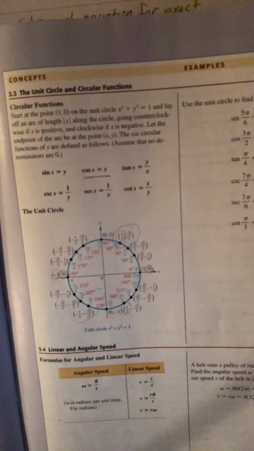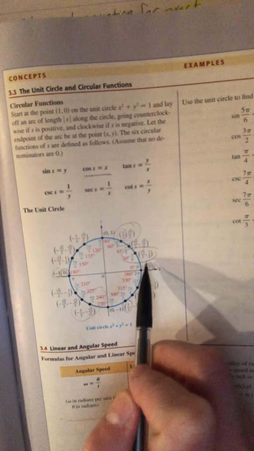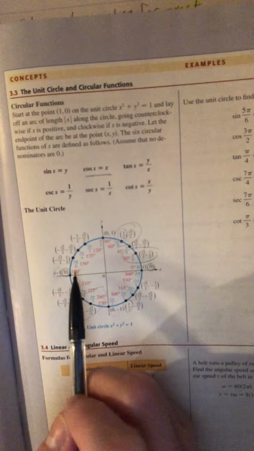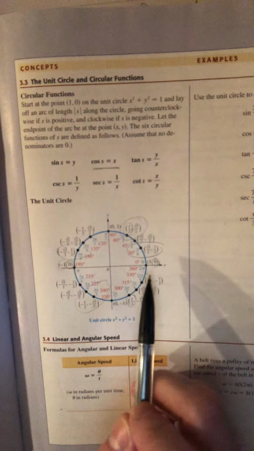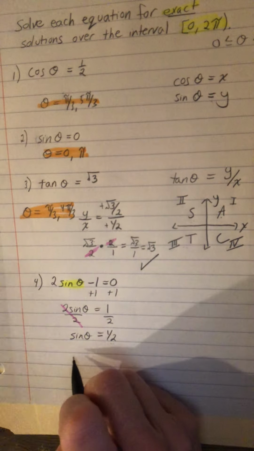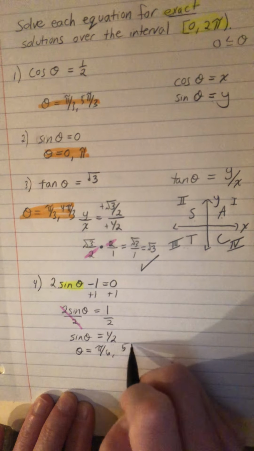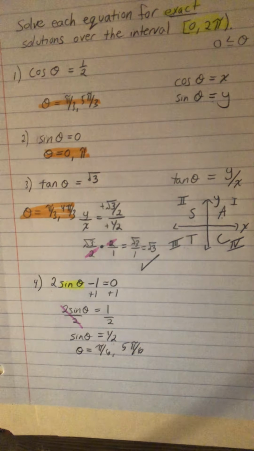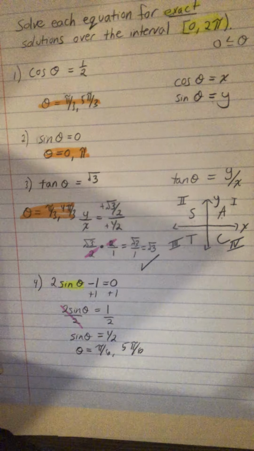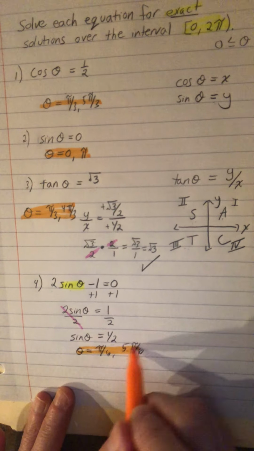And if I bring my unit circle over and I look for a positive 1/2, right here at pi over 6, I have that positive 1/2. And at 5 pi over 6, I have a positive 1/2. So on that interval between 0 and 2 pi, they would be my 2 answers. So I would say theta is equivalent to pi over 6 and 5 pi over 6. These are my 2 answers.